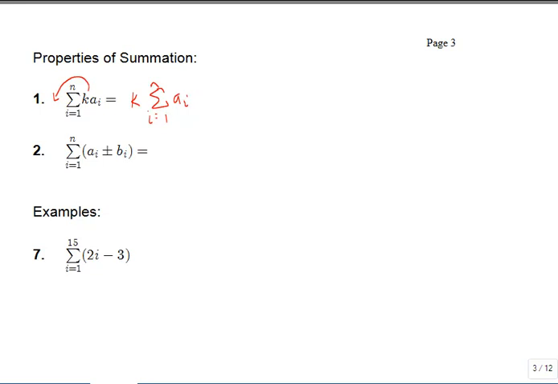Okay, so we're allowed to pull constants out, and it also should kind of be common sense that if you wanted the sum of a sub i plus b sub i, or the sum of a sub i minus b sub i, you could just take the sum of the a sub i's and either add or subtract the sum of the b sub i's. So you find each of these two sums individually and then add or subtract the answers.